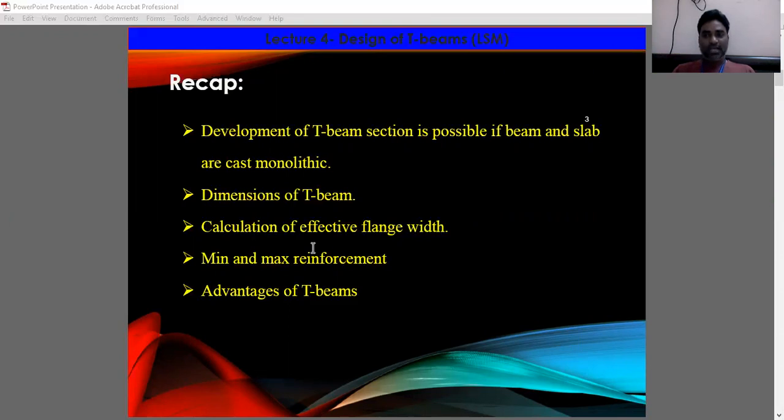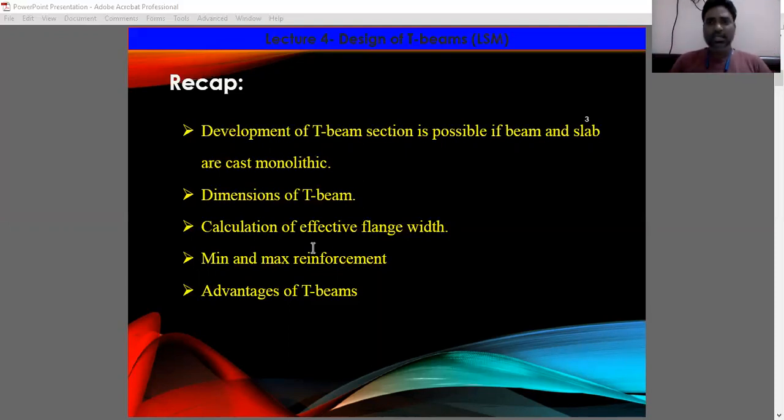and the difference between the actual width of the flange and the effective width of it. As per IS 456, we discussed the effective width of the flange for homogeneous sections as well as for isolated T beams and L beams. And then we discussed what is meant by maximum reinforcement and minimum reinforcement, and how to determine and compare them.